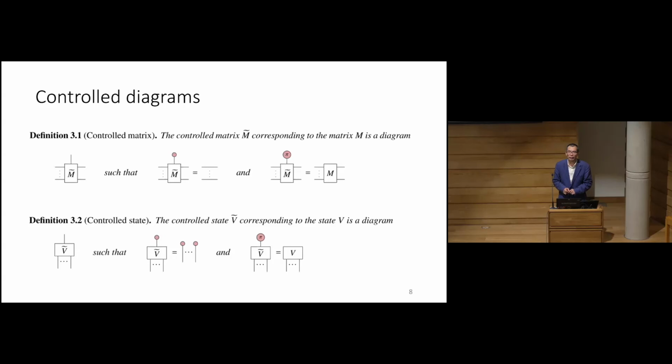I'm just not sure of the right way. It's just for the square case. Maybe you can add some ancillary qubits to make it square, but it depends where you add the ancillary qubits. Add some ancillaries, yes, I think that's a good way.